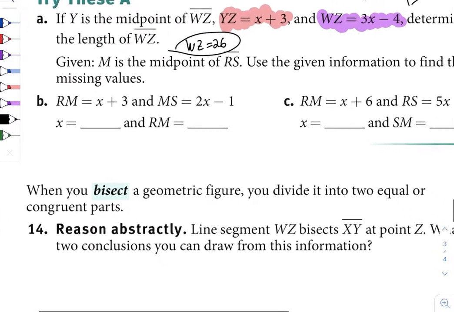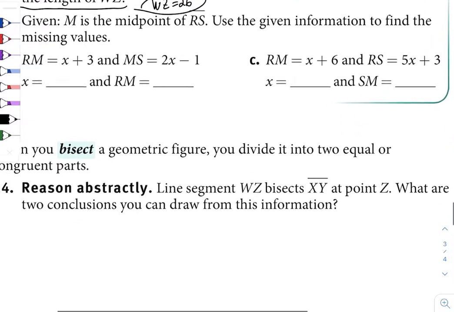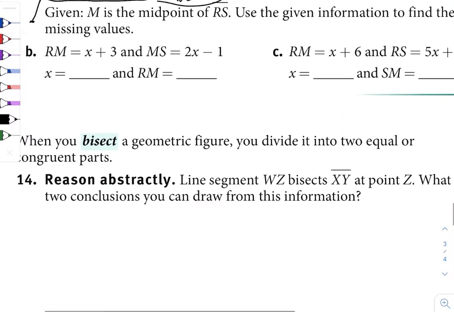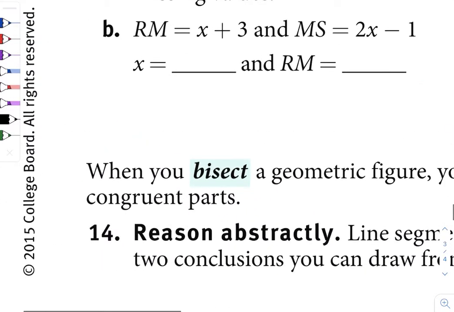So it's kind of confusing here. A ends right here, and then B starts with this given, so we need that. Given M is the midpoint of RS. Use the information to find the missing value. So again, M is the midpoint of RS. I like to draw the picture.